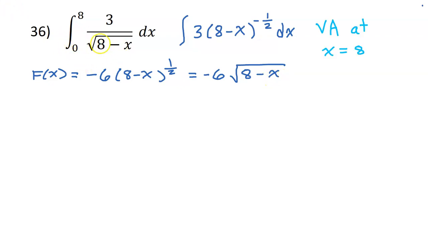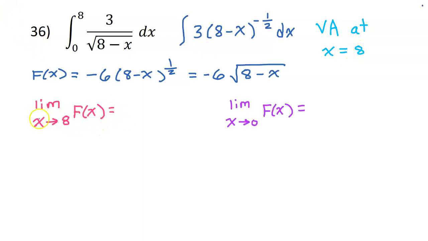By the way, what makes this an improper integral? I don't see infinity anywhere. Well, if we let x equal 8, then we have 8 minus 8, so that puts a 0 in the denominator. That gives us a vertical asymptote at x equals 8, which is one of the limits of integration. That's why this is improper.